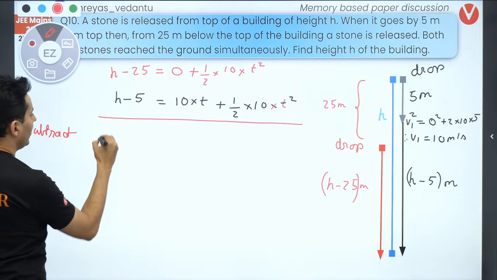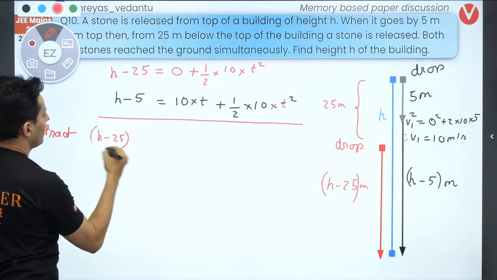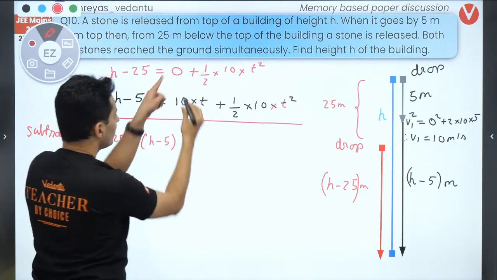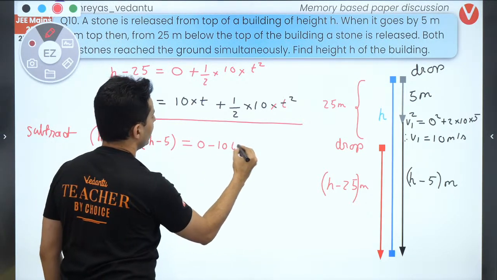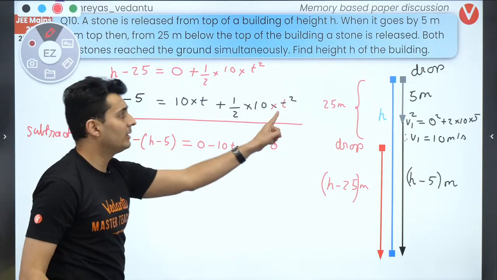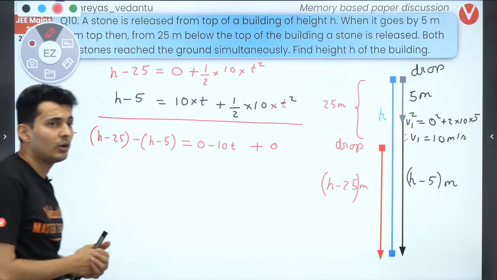So, you will have h minus 25, minus h minus 5, is equal to 0 minus 10t. These two terms will get cancelled. So, plus 0, half into 10 into t square, half into 10 into t square. I hope this is clear.